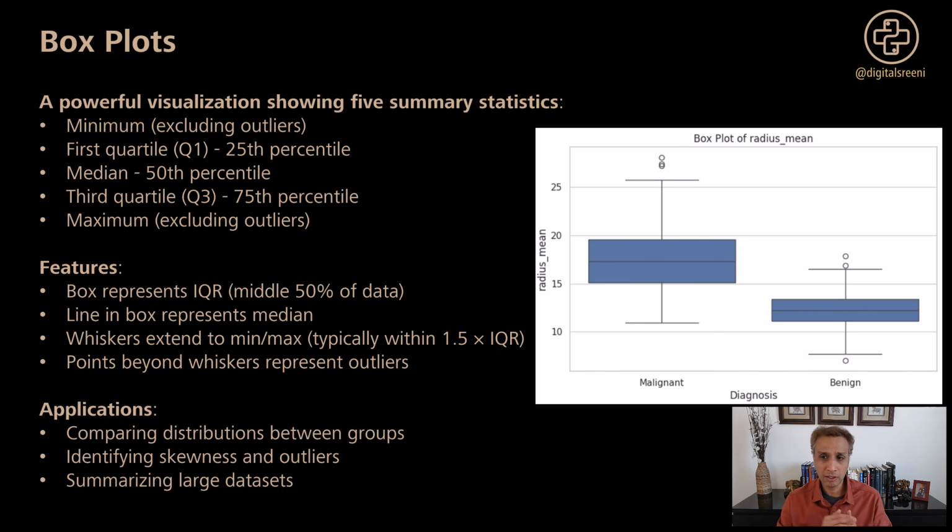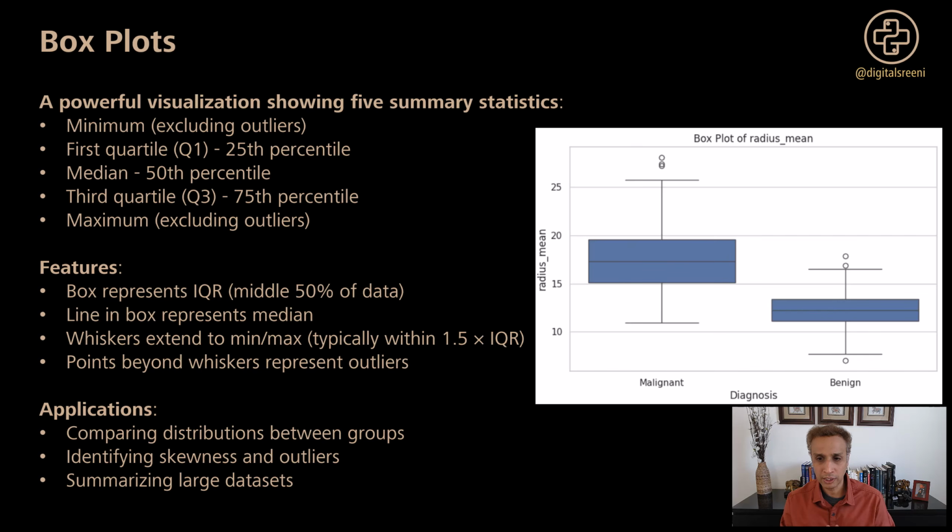And the bubbles, the circles that you see outside of that, in this case for malignant, these are outliers. For benign, we have one outlier at the low end and a couple of outliers at the high end. These are the ones that fall outside of this 1.5 times IQR calculation. So box plots give you, by looking at this, you can infer a lot about this specific data set.